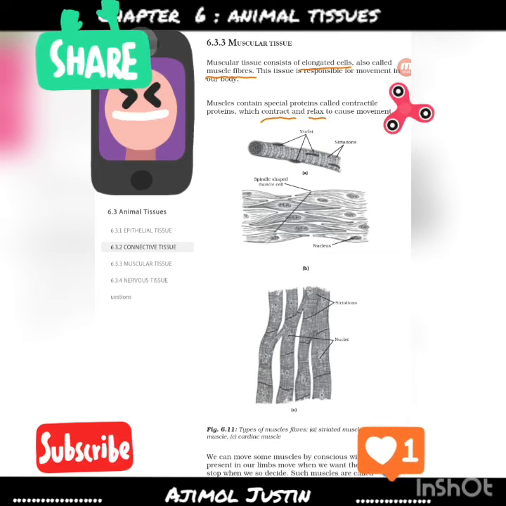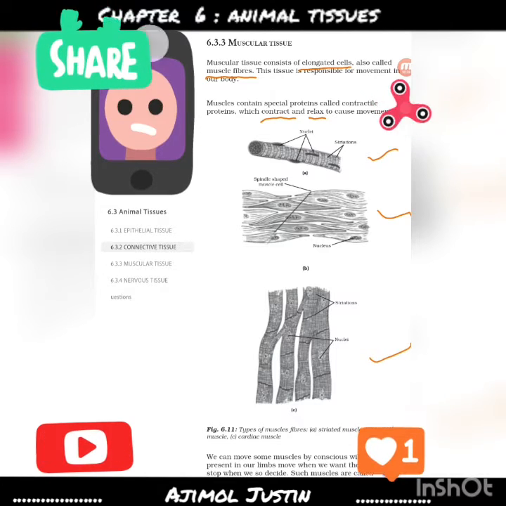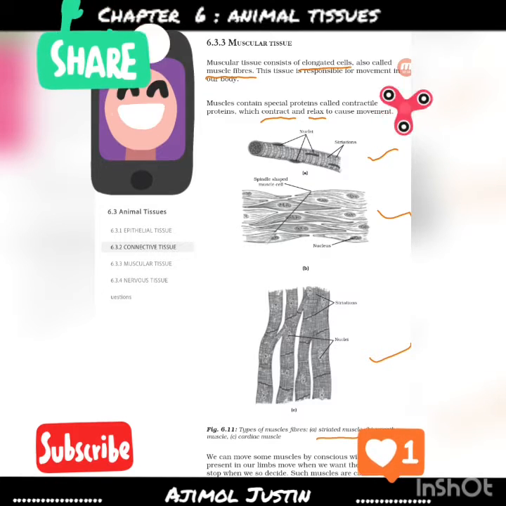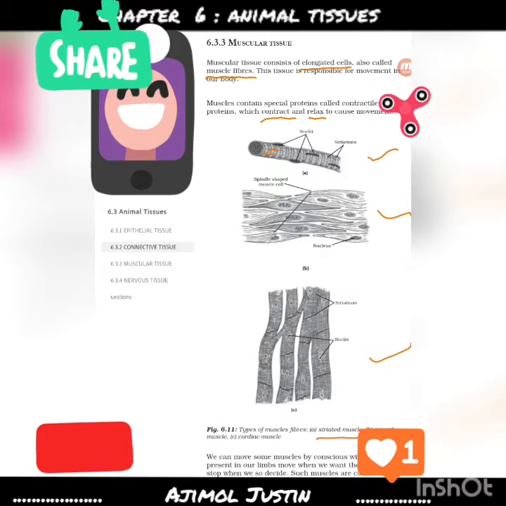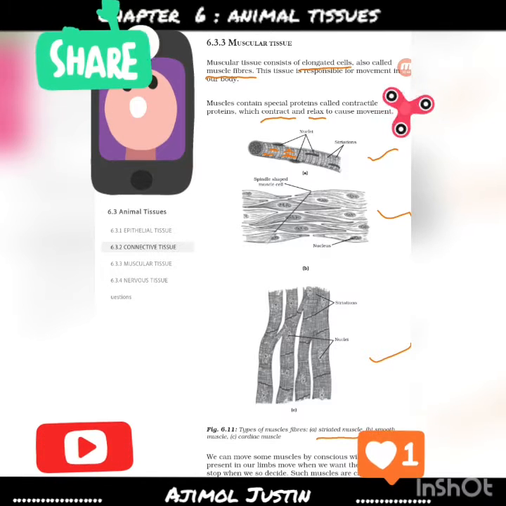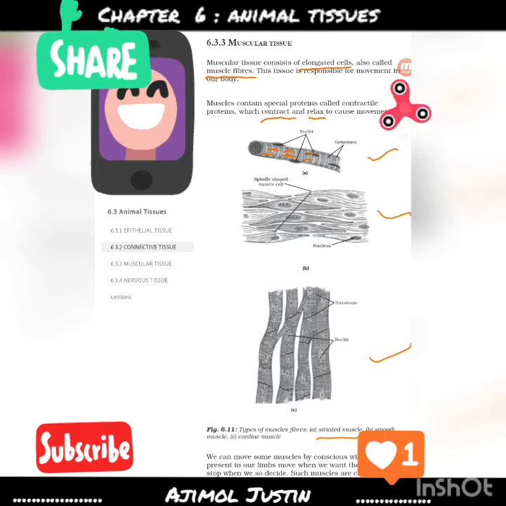Now here you can see in the figures the types of muscle fibers. You can see A, B and C, right? First one is striated muscle. You can see there are striations here, right? If you see, you can see lines over here. These are called striations, and this type of muscle is called striated muscle.